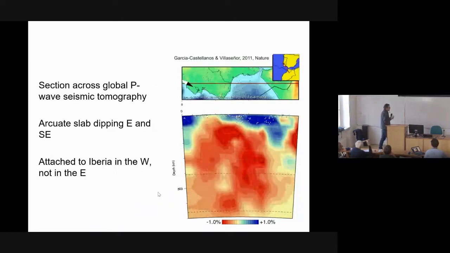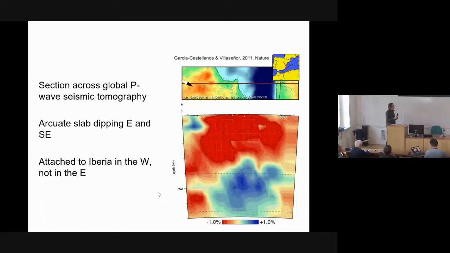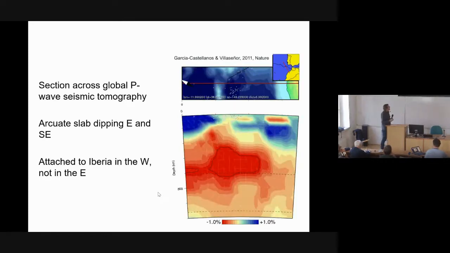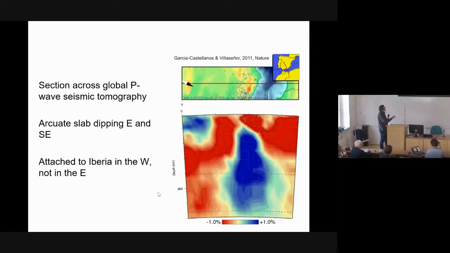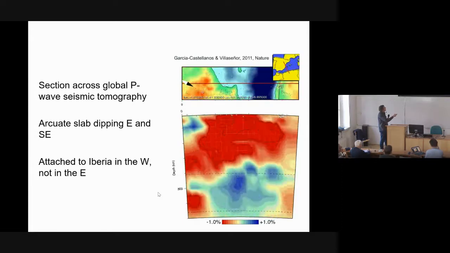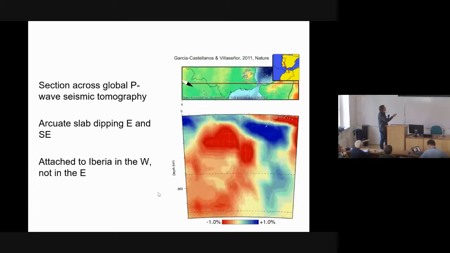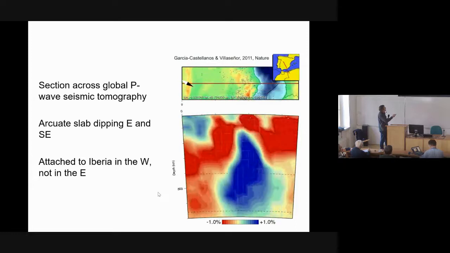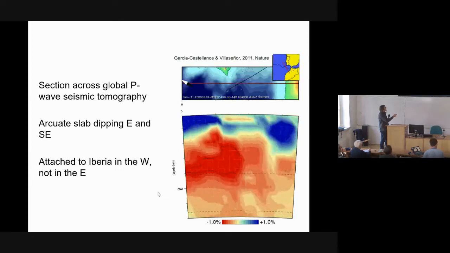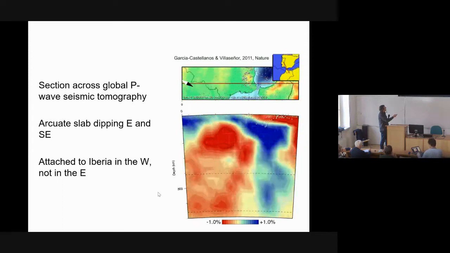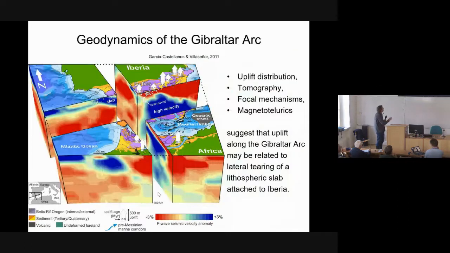Now, what could cause these rates of uplift? To tackle this, we were going to tomographic data, as you can see here. This is a moving section across, you can see the location map here. So what it is showing is a lithospheric slab that is attached to Iberia. Iberia would be on the left here. And it's attached to Iberia in the western part, but is detached in the eastern part. I'm going to show it easier probably here.